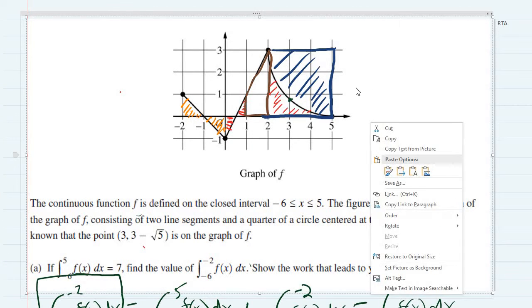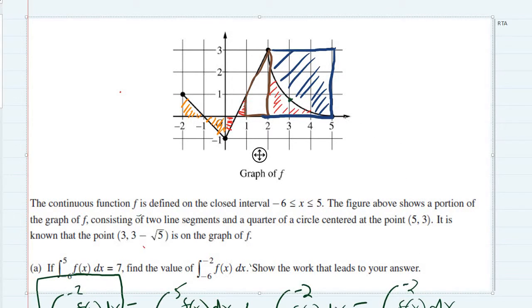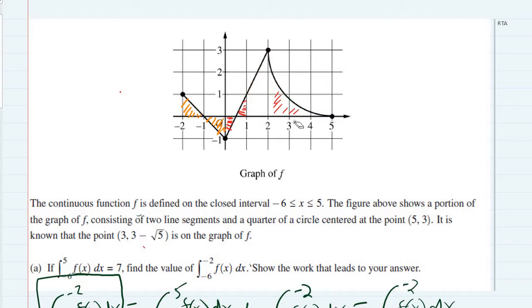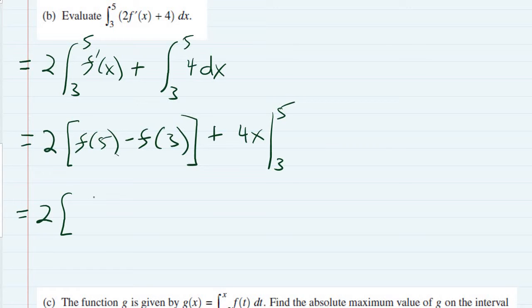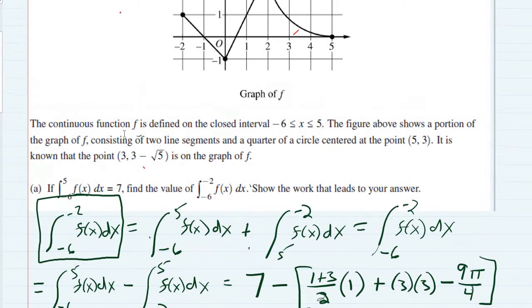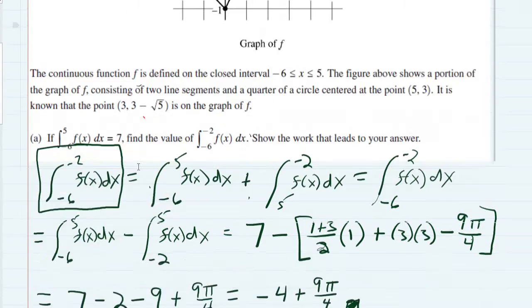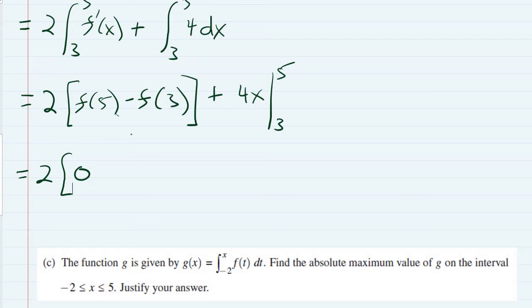So if I erase this, we can see this a little more clearly. Go back to the original function here. Yeah, so f of 5 clearly is 0. So moving back here, this tells me that this is 0. Well, f of 3, here's where this part comes in that we were probably wondering, why did they tell us this? F of 3 is 3 minus root 5. So this is minus (3 minus root 5). Okay, and this evaluates out to 8.